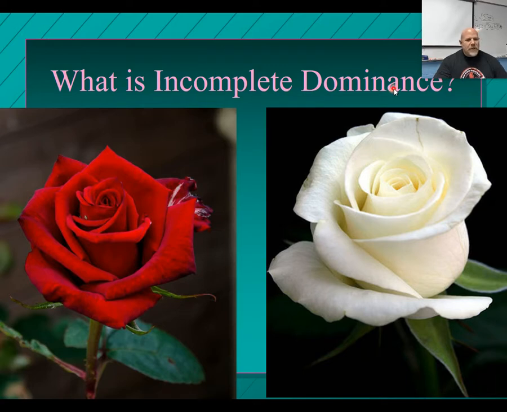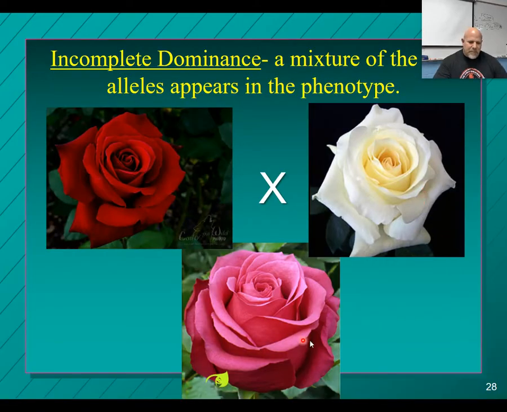All right, so what is incomplete dominance? So incomplete dominance means neither trait is going to be dominant, and so we end up with a blend of the two traits. So when I mate a rose that's red and a rose that's white, I end up with pink roses. So I get a blend of the two. So neither of the traits of the parents are dominant.